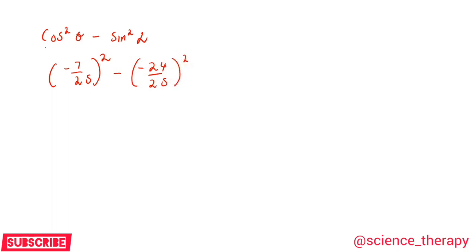So now punch that into your calculator. -527 over 625, right? And that's how you have it. Awesome.